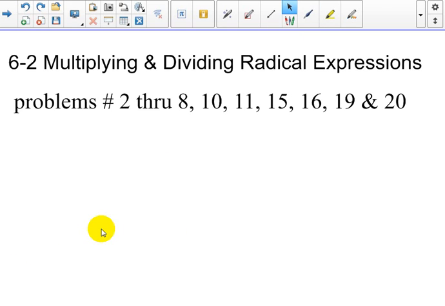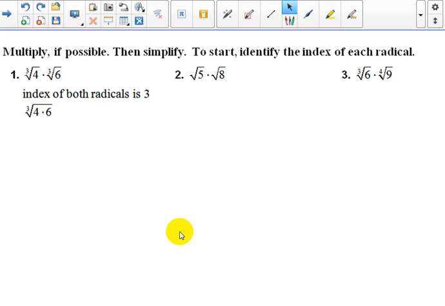6-2 was about multiplying and dividing radical expressions. We worked problems 2 through 8, 10, 11, 15, 16, 19, and 20. Problems 1, 2, and 3 say multiply if possible, then simplify. To start, identify the index of each radical.